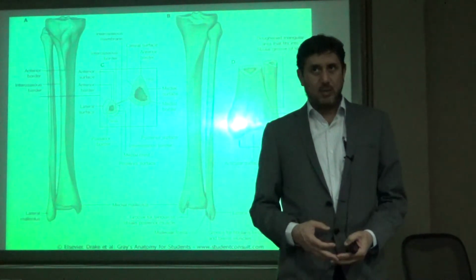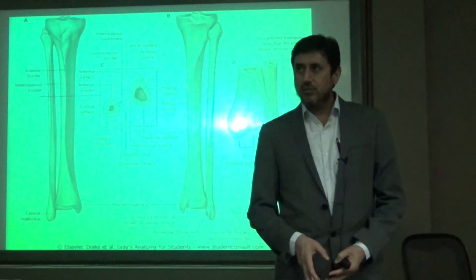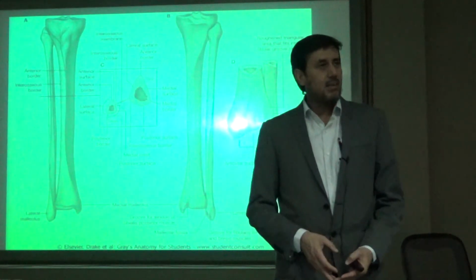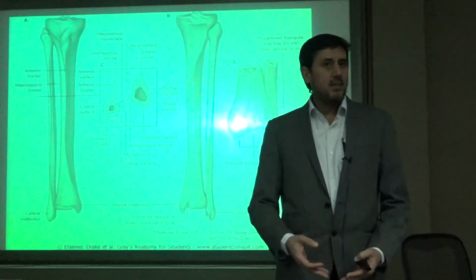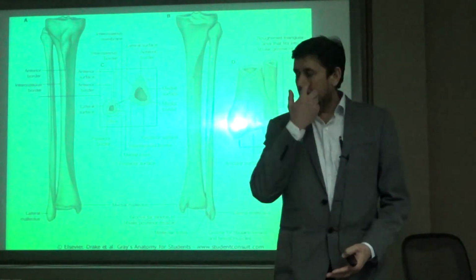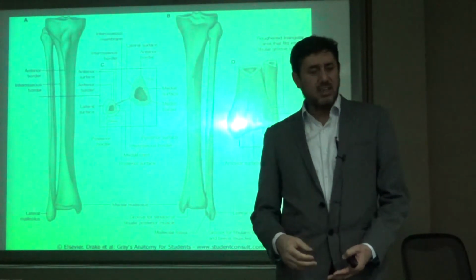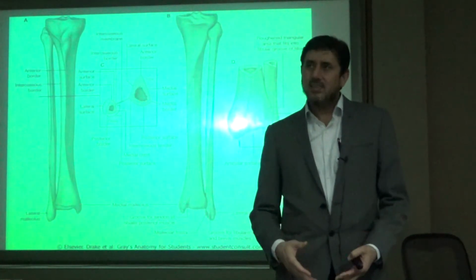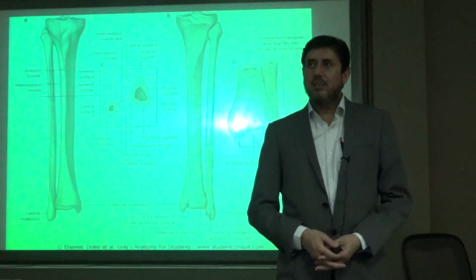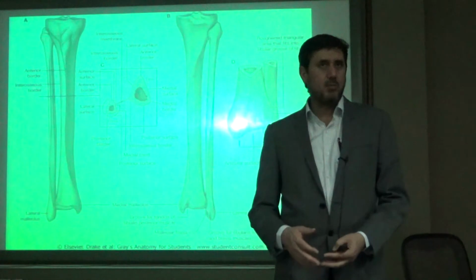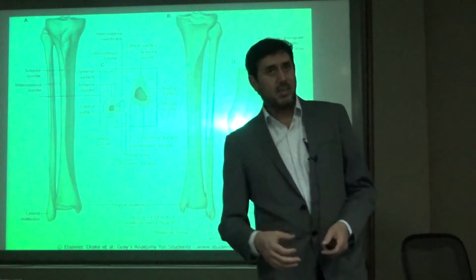So how many bones do we have in a leg? Two. What are those bones? Tibia and fibula. Which one is on the medial side? Which one is on the lateral side? Fibula is on the lateral side. Very good. Which one is the bigger one? Which one is the smaller one? Tibia is bigger and fibula is smaller.